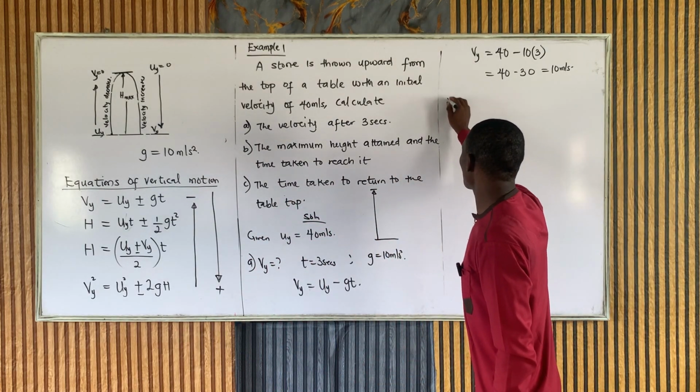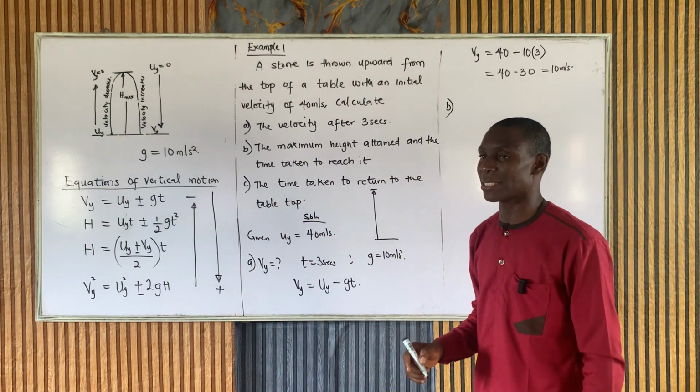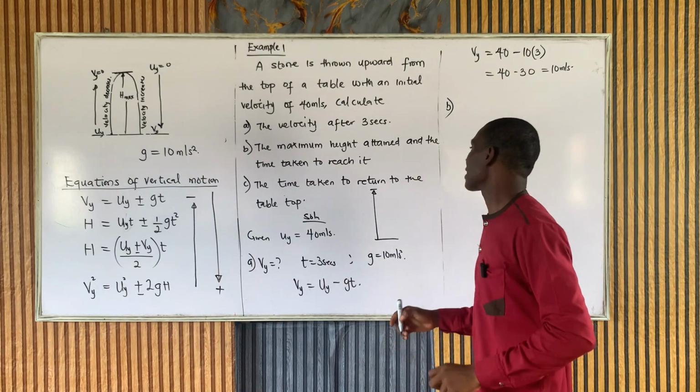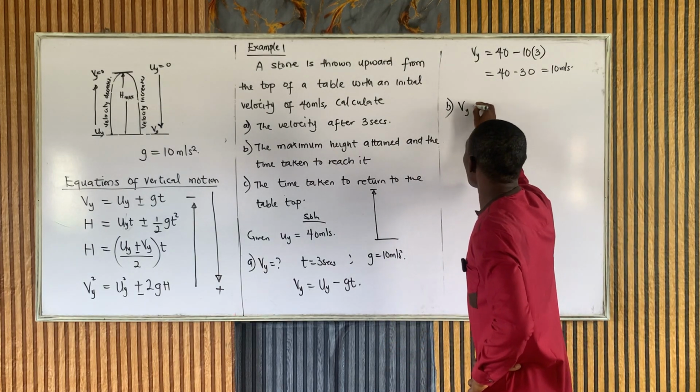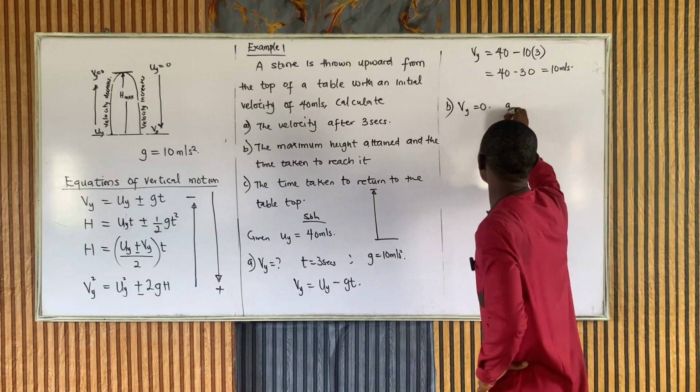Let's solve the B part of this question. We have to get the maximum height. Whenever you hear maximum height, understand that your Vy at that point is 0. And you have your g.